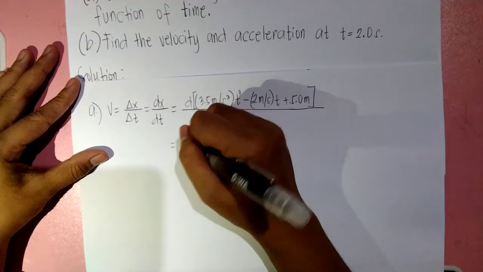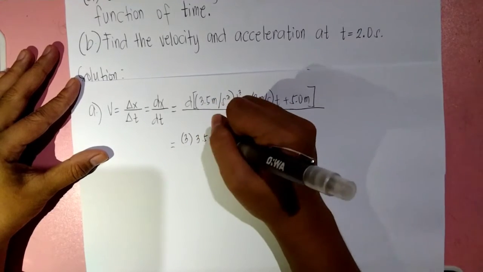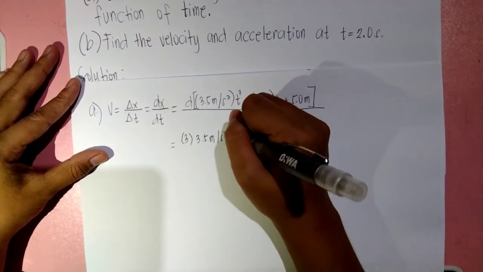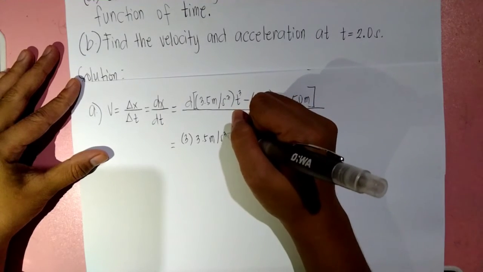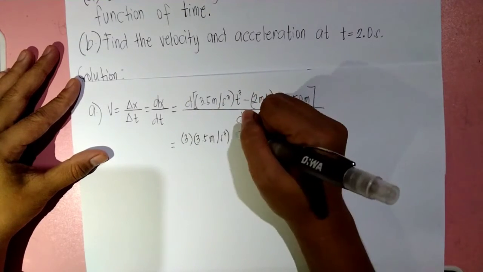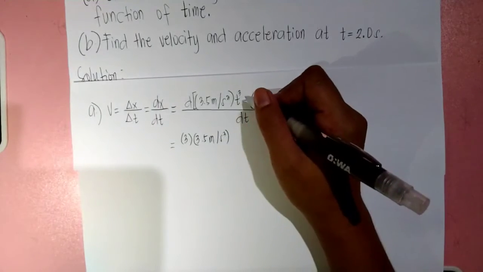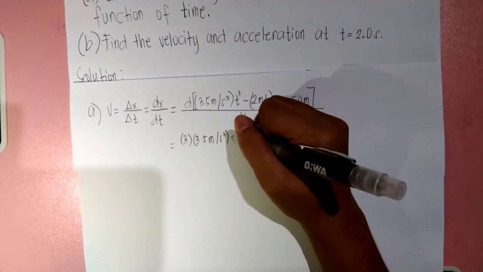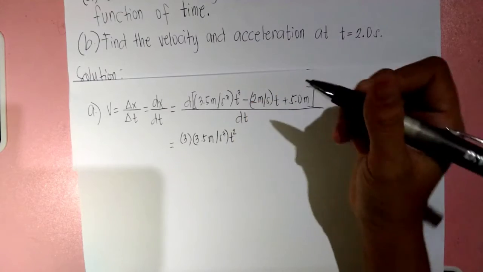3 times 3.5 meters per second cube. What happens to t cube here? 3 minus 1 is 2, so it becomes t squared.